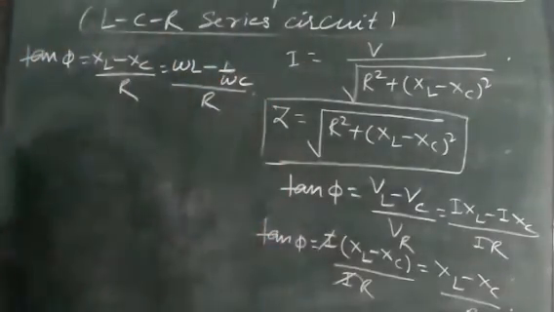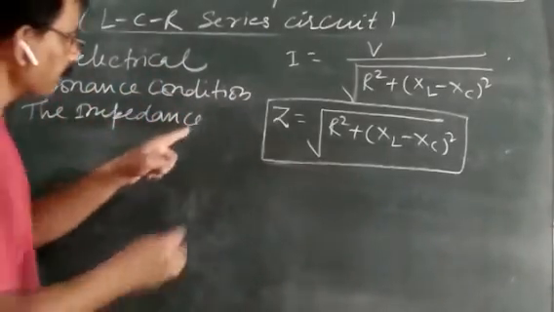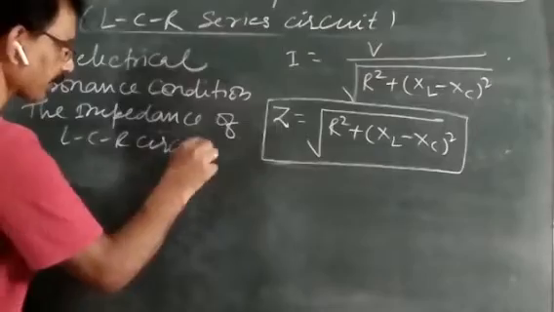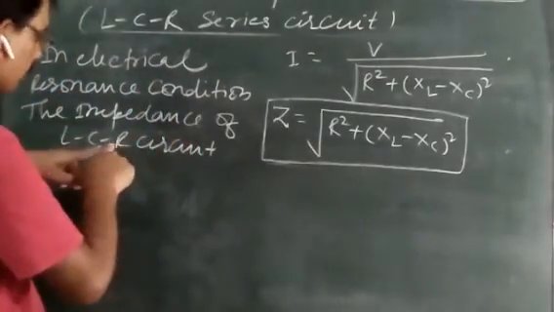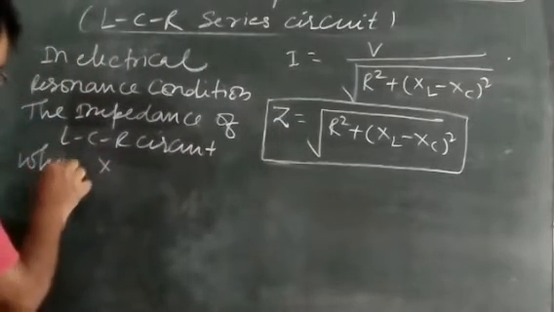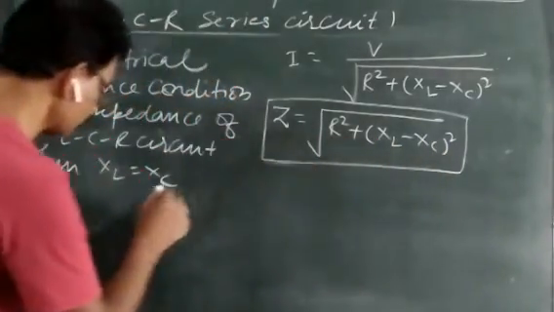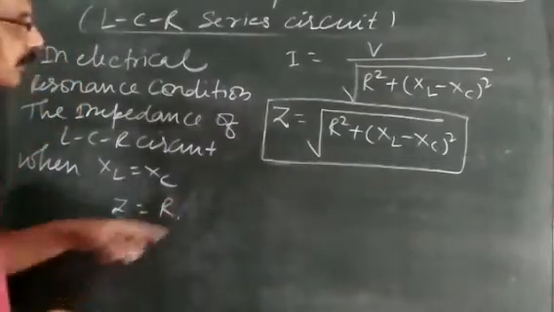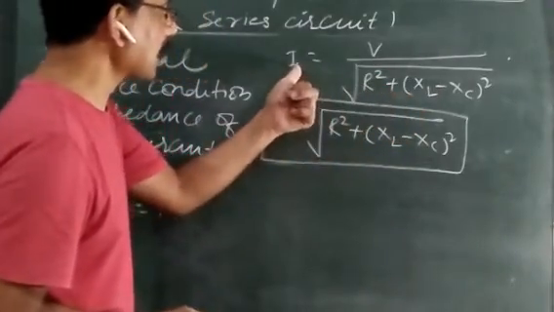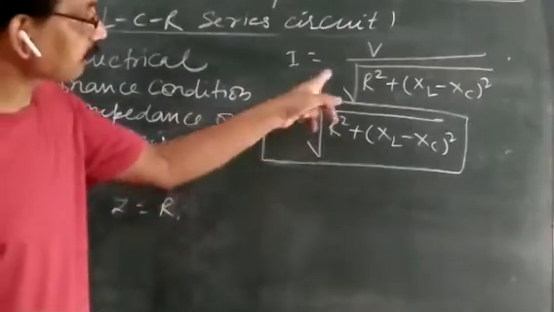So in electrical resonance condition, the impedance of LCR circuit, इलेक्ट्रिकल रेजोनेंस की कंडीशन में LCR सर्किट का इंपीडेंस क्या होगा? इलेक्ट्रिकल रेजोनेंस कंडीशन मींस when XL is equal to XC, और यहां XL is equal to XC करेंगे तो Z is equal to how much here? R. And when Z is equal to R, so in this case the current I is what here? Maximum in this case, but not infinity. Current becomes what here? Maximum in this circuit here.